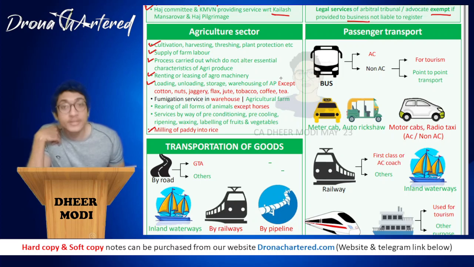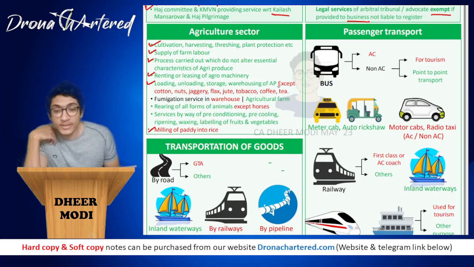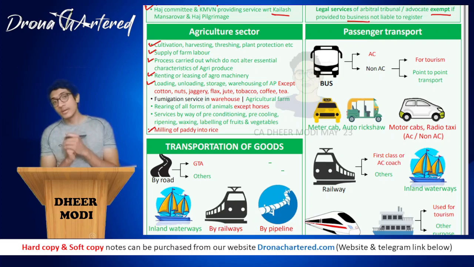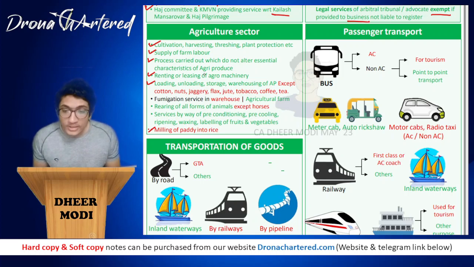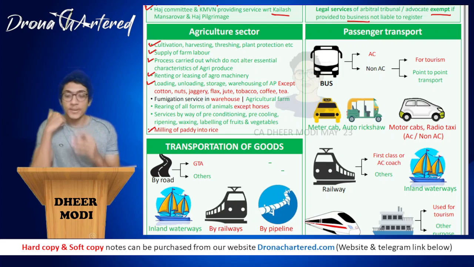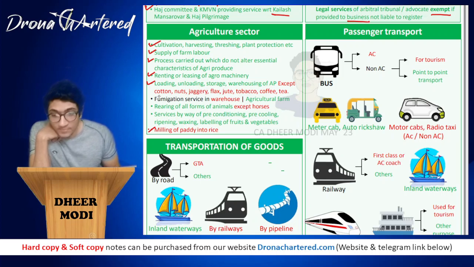Now for May 23, they have given you an amendment: except cotton, nuts, jaggery, flax, jute, tobacco, coffee, tea, loading, unloading, storage, and warehousing of all agriculture produce is exempt. However, if the agriculture produce are these items, then it will become taxable. So their loading, unloading, storage, and warehousing of these items in red will become taxable. That is, GST will be applied on them. There is no exemption.